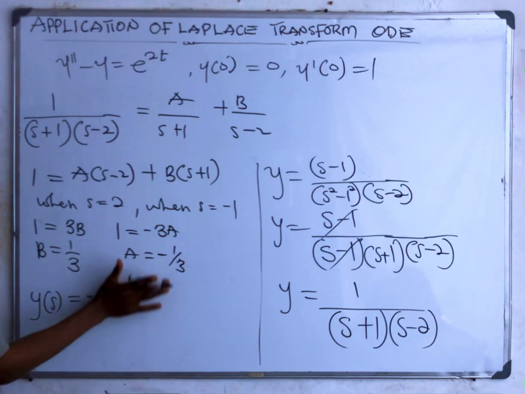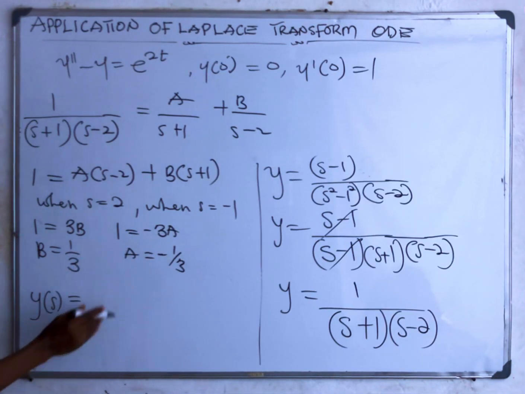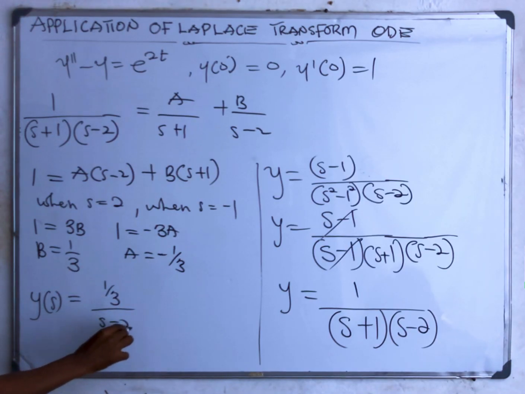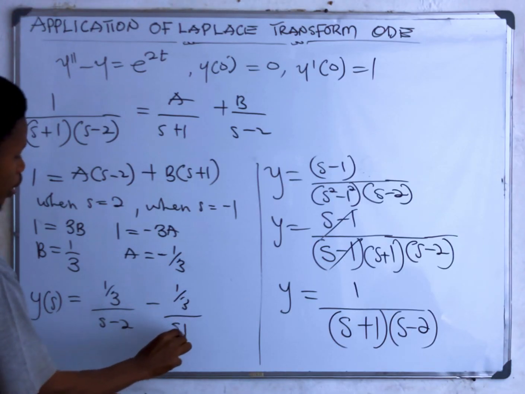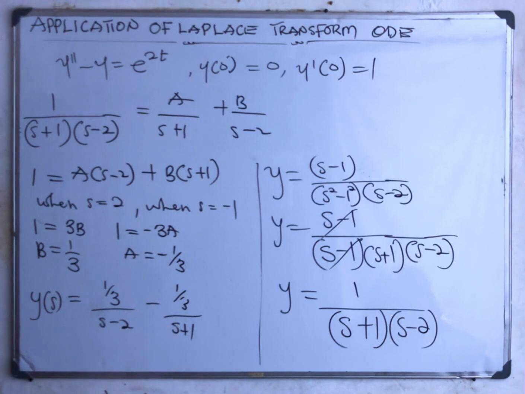So in this case, let me bring the b first, okay? My b is positive 1 over 3 all divided by s minus 2, minus 1 over 3 all divided by s plus 1. Is that okay? So this is what we have.